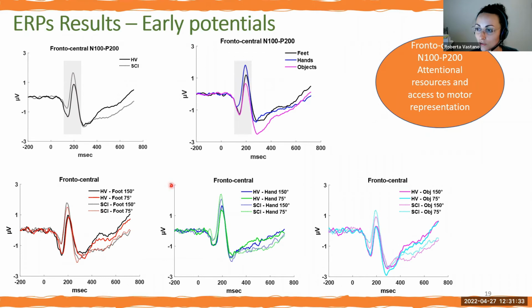And here is just to show the whole three kinds of stimuli, so the feet, the hands, and the object, across participants and conditions.